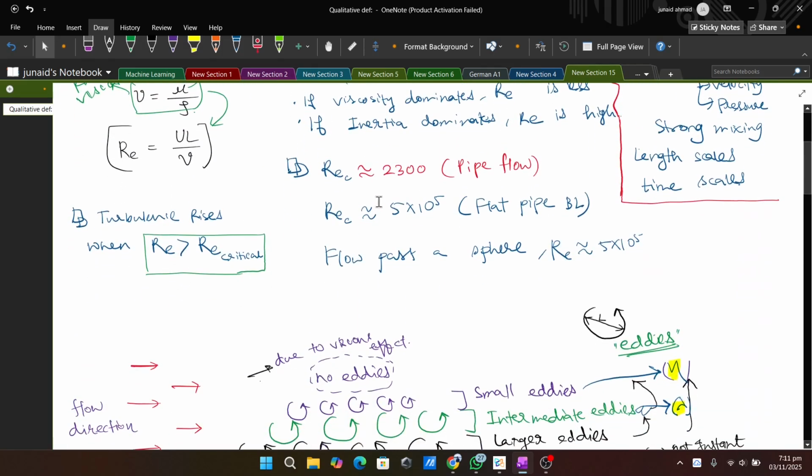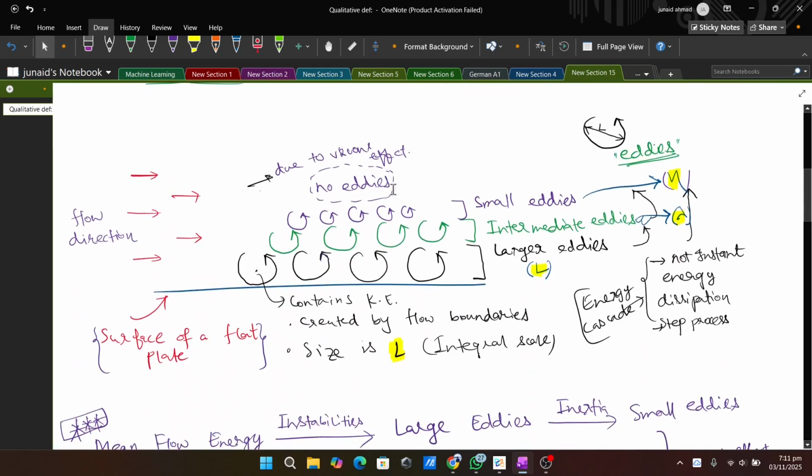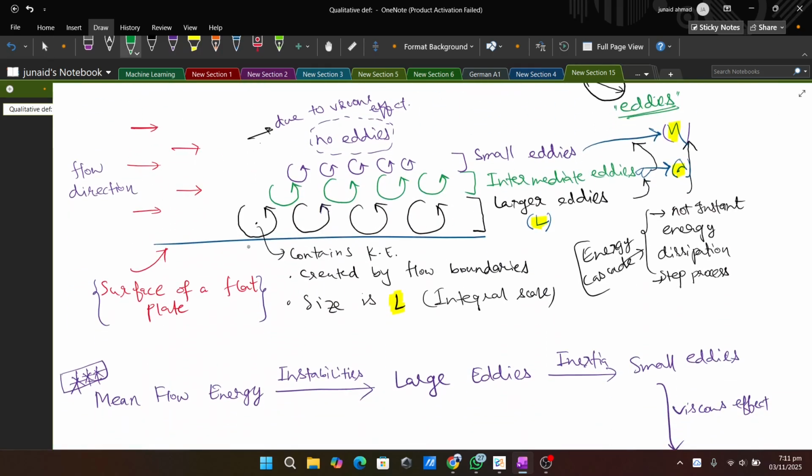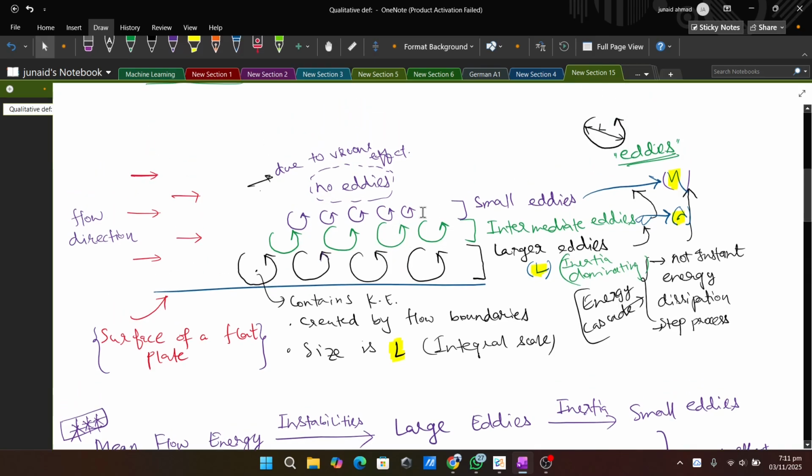Okay, and if the inertia is dominating, the Reynolds number will be high. Here the inertia is dominating, in the larger eddy region. So as inertia is dominating here, there will be larger eddies, and of course the Reynolds number is higher, so the turbulence is also very high.